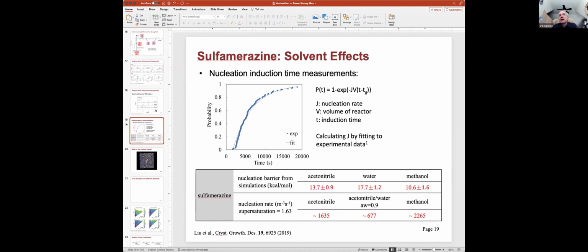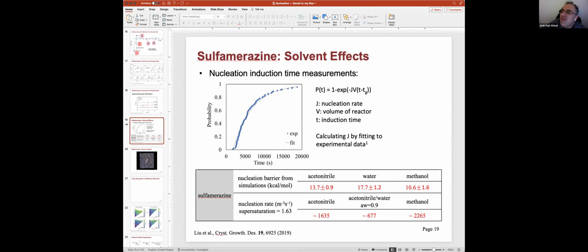My point was just that at least we're getting the ordering correctly, right? We've done this for sulfadiazine, by the way, and we also get the ordering correctly in that case. So at least for these two, we're getting enough of this right that it's working. Yeah, that's fantastic. Thank you.